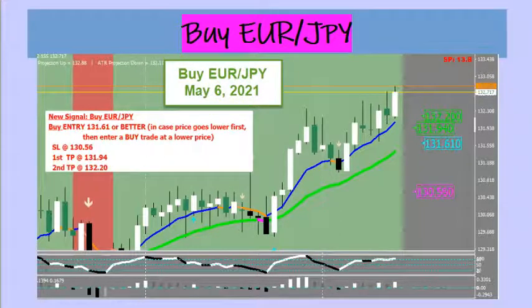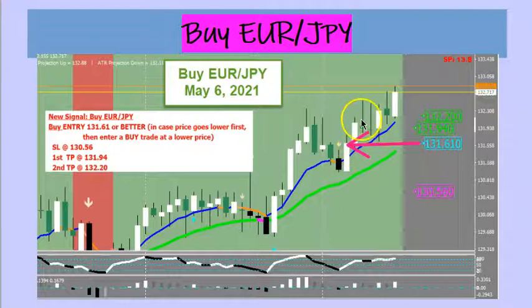And you can see here that when I send out an email with my free trade signal, I send out the entry, the stop loss, the first take profit target, and the second take profit target. So I send all of that to you, and all you have to do, guys, is just follow my instructions, okay? So this was the entry right there.